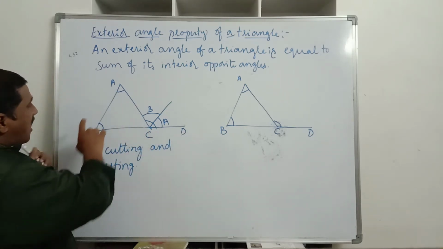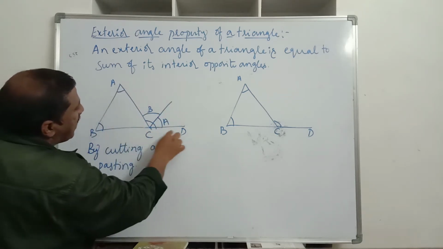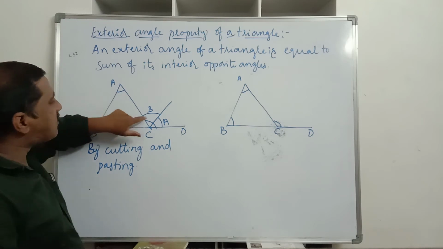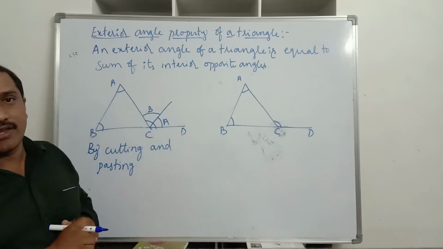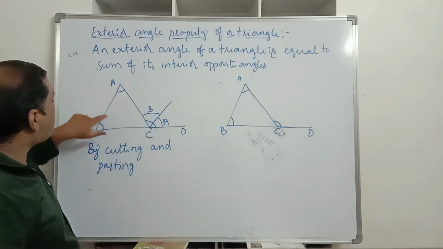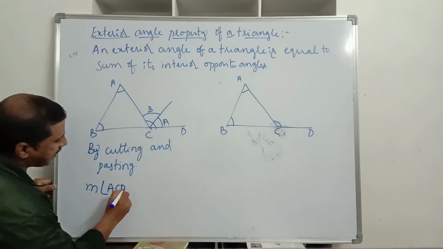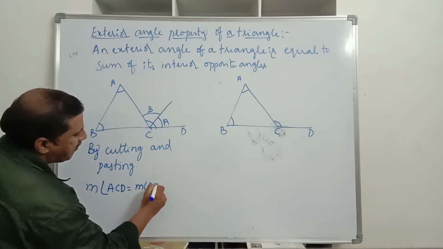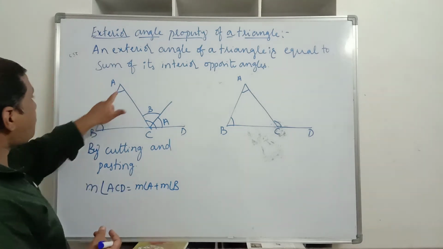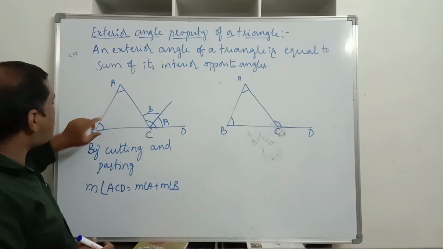Now cut angle A and angle B from the triangle. Paste these two angles in angle ACD. You will find that these two angles will occupy angle ACD. It means that measure of angle ACD is equal to measure of angle A plus measure of angle B. By the cutting and pasting method we can prove that measure of angle ACD is equal to measure of angle A plus measure of angle B.